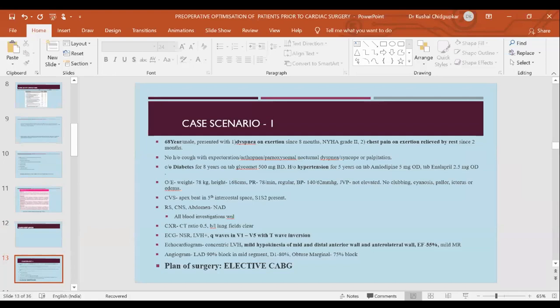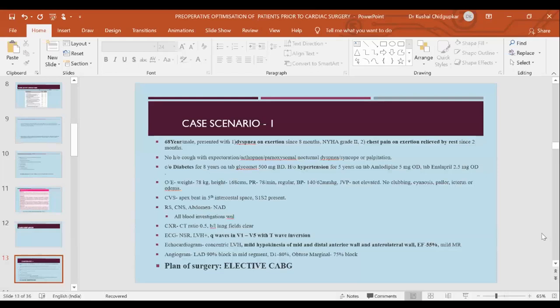CVS, RS, CNS, abdominal, systemic examination is within normal limit. All blood investigations are normal. Chest X-ray is normal. ECG shows Q waves in V1 to V5 with T wave inversion. Echocardiogram shows concentric LVH, mild hypokinesia of mid and distal anterior wall and anterolateral wall. Ejection fraction is 55%. And coronary angiography that was done shows 90% blockade in the left anterior descending artery, 80% blockade in the first diagonal artery, and 75% in the obtuse marginal. So the plan of surgery is an elective CABG.